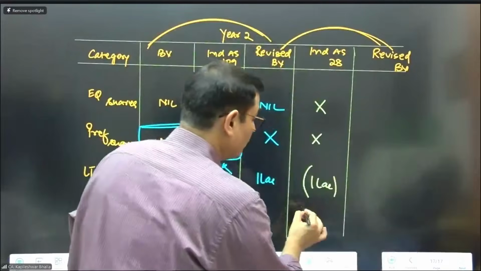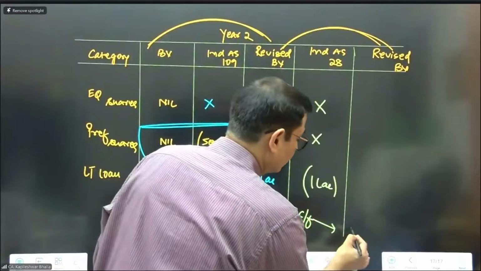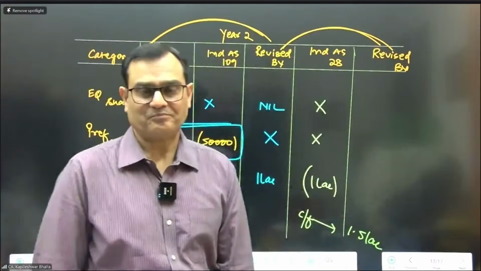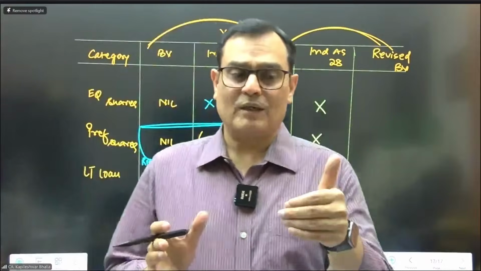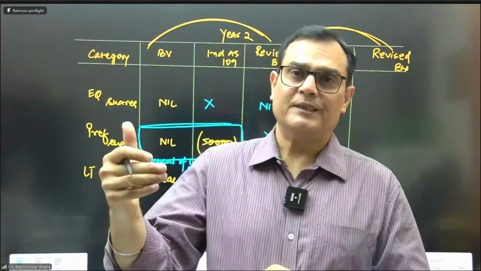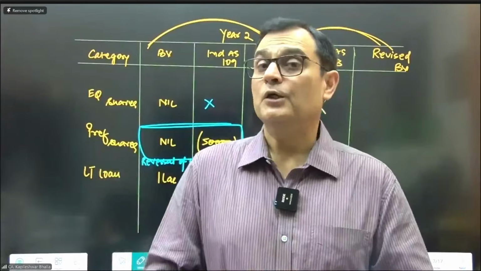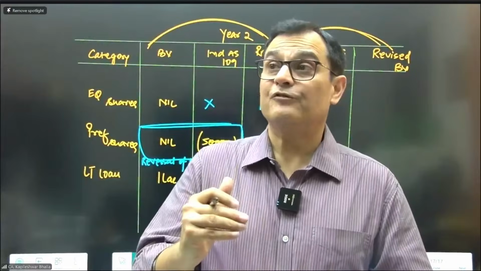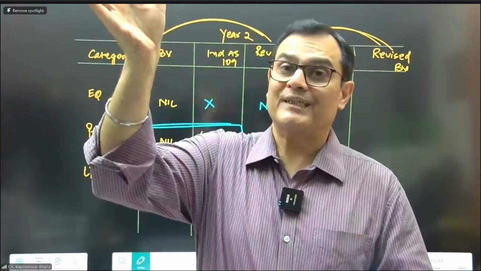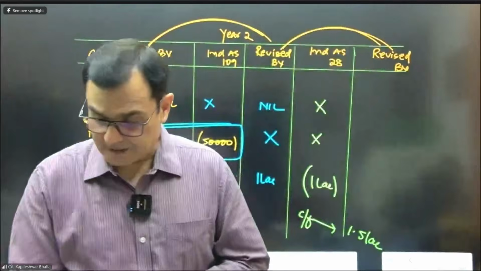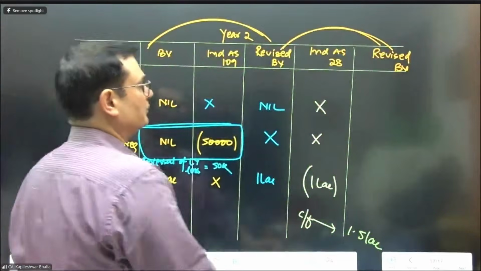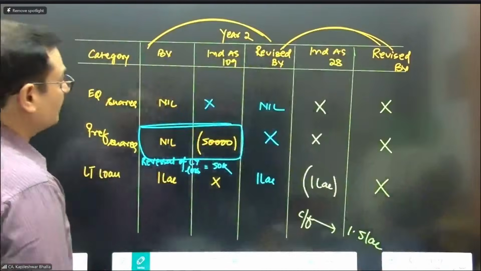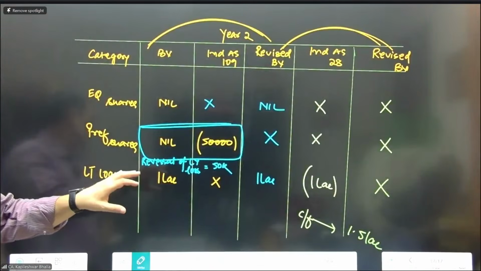So we need to get what is the carry forward loss. The carry forward loss is 1.5 lakh. This is like step 3. Step 1 is Index 109, step 2 is Index 28, and step 3 is getting the losses which cannot be absorbed in this year, which are going to be carried forward and merged with the losses in the next year. So with these inputs, now we can get the value. So this is nil, nil, and nil. So that makes it the status as far as year number 2 is concerned.